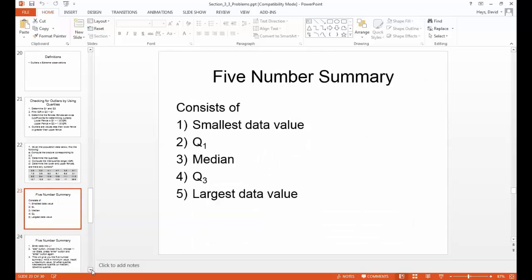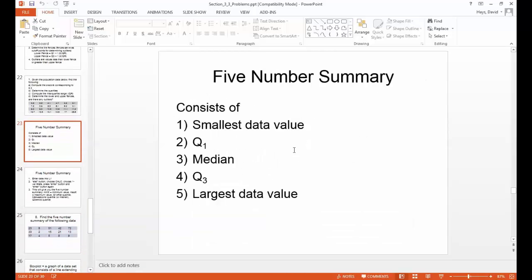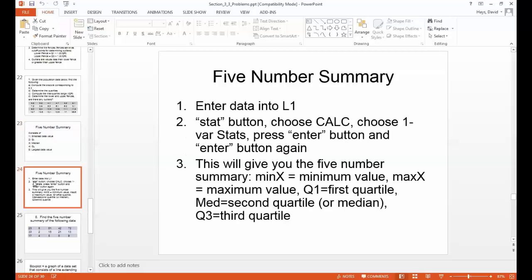Now let's talk about the 5-number summary. A 5-number summary consists of your smallest data value, Q1, median, Q3, and your largest data value. Now we've already found some of these. Smallest data value is pretty obvious, smallest number. Largest data value is pretty obvious, largest number. Q1 and median, remember, is Q2, and Q3. We've found these using technology, using TI-83, TI-84, and by hand. Now, this kind of goes over it, but I'm not going to really cover this. Basically, you do one var stats to get the 5-number summary.